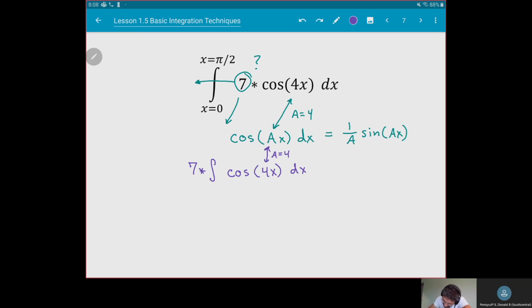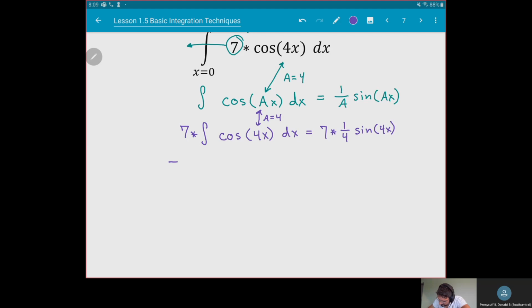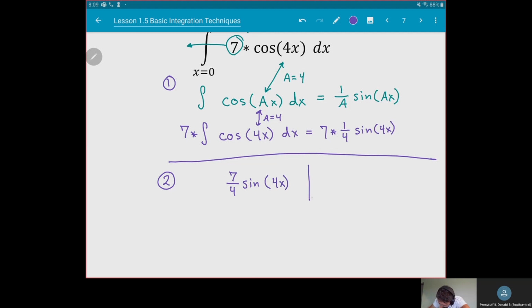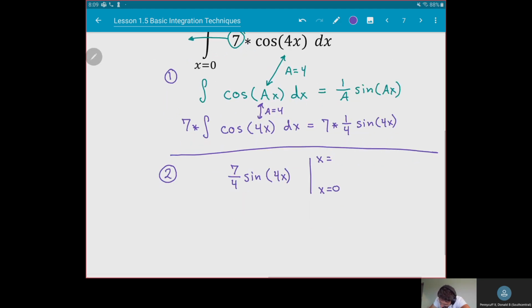Let's go back 2 steps. Should have really been a little more careful right there. All right, so now the fronts match up, and now this is going to give me 7 times 1/4 sine 4x. Okay, so now that I've found my antiderivative, this is all step 1. Step 2, now I can bring that down as 7 over 4 sine 4x from x equals 0 to x equals pi over 2.